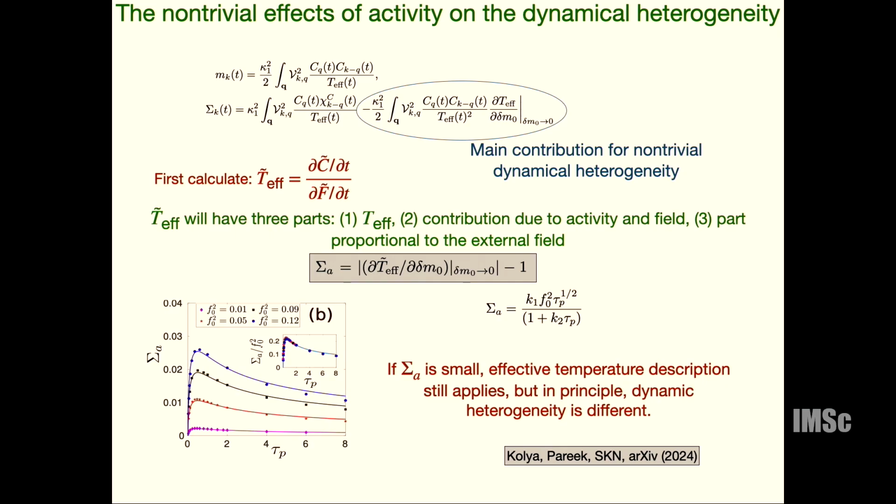The main point is that if this term is very, very small, then the effective temperature scenario will still work for both the relaxation time as well as the dynamical heterogeneity. But in principle, they can be different. They have different origins, dynamical heterogeneity and the relaxation time, because of the presence of this non-zero value of this term. And this is coming from mode coupling theory.